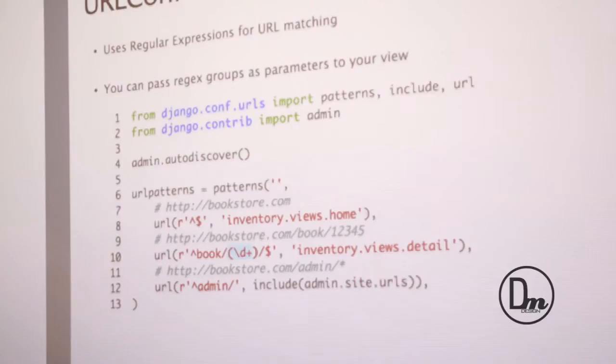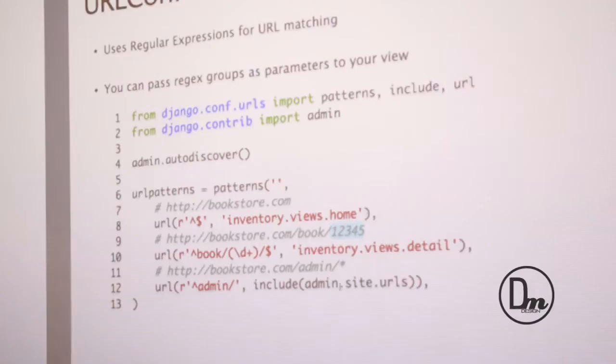Like in my example here, let's say I'm writing this for bookstore.com, then I want my URLs to look like slash book and then slash the ISBN number, right? So what I'm going to do is write a quick little regular expression to match that book slash and then capture that integer number out of there. That's going to be passed in as a string later on to the view. We'll show you what a view looks like in a minute.